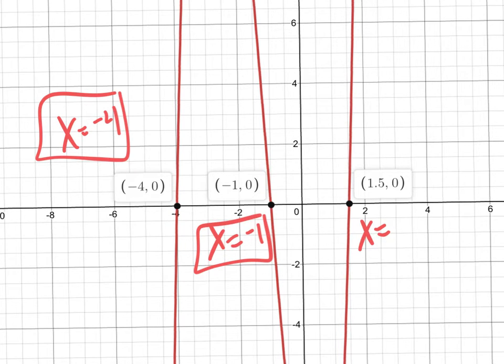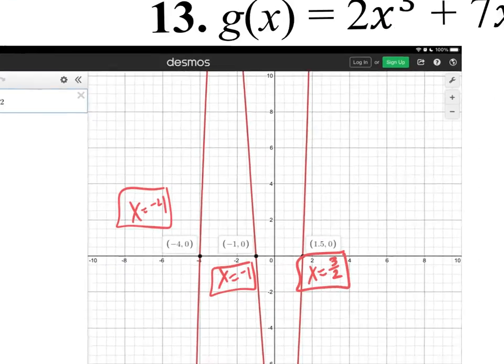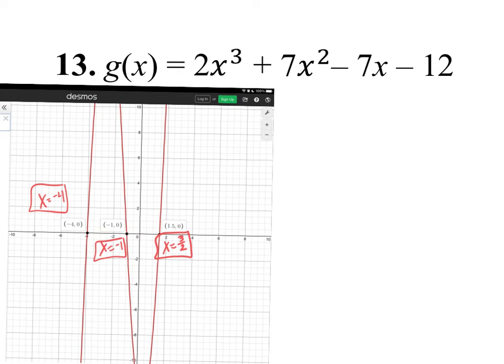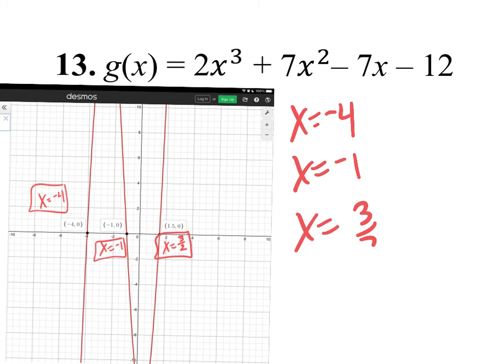Now, instead of decimals, normally on the multiple choice, you're going to see fractions. 1.5 is really 3/2. 3 divided by 2 is 1.50. So you have these three rational answers. They make sense. We understand them. They're not crazy decimals. They're not imaginary. These are nice rational answers, and that's all they're asking for on number 13. So number 13, your answer is x equals -4, x equals -1, and x equals 3/2.